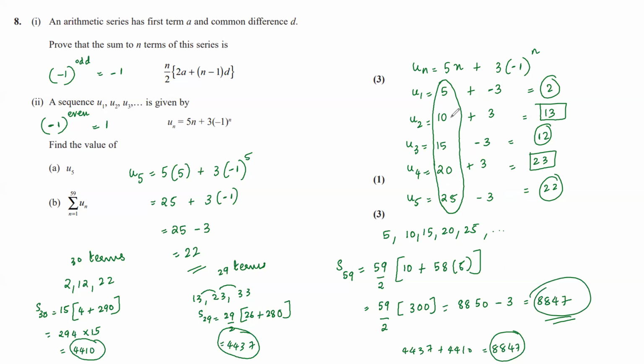Or else, you can just see the first term is 2, 13, 12, 23, 22. It goes like that. So now we can see that the alternate terms are forming an arithmetic sequence 2, 12, 22. So first you find out the sum of first 30 terms of that sequence, and then the even-numbered terms, second, fourth, those terms are also making an arithmetic sequence. First 29 terms. Add them both, you'll get the answer.